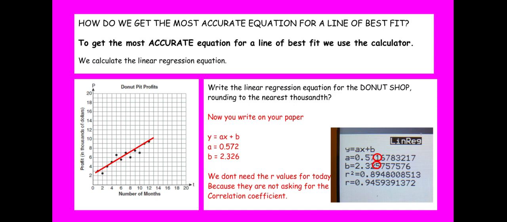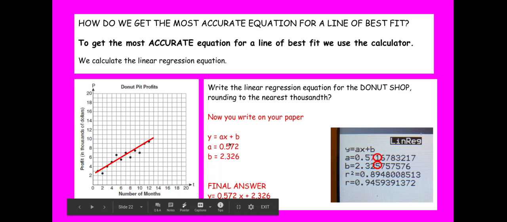So make sure you write all of this down from your calculator on your paper. We don't need the R values today because they're not asking us for the correlation coefficient. Pause the video. Next thing we're going to do is write our final answer. All we're doing is plugging in the A value for A and the B value for B. So it's y equals 0.572x plus 2.326.